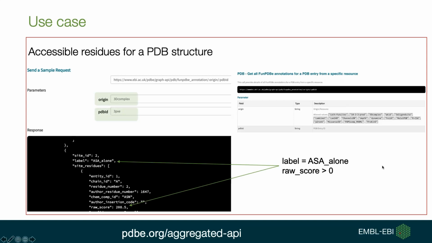And in the result data set, you will be able to see the label and the raw score. So you can filter the result on the label as ASA alone and the raw scores which are greater than 0, which gives you the relevant residues which are accessible as defined by 3D-Complex.